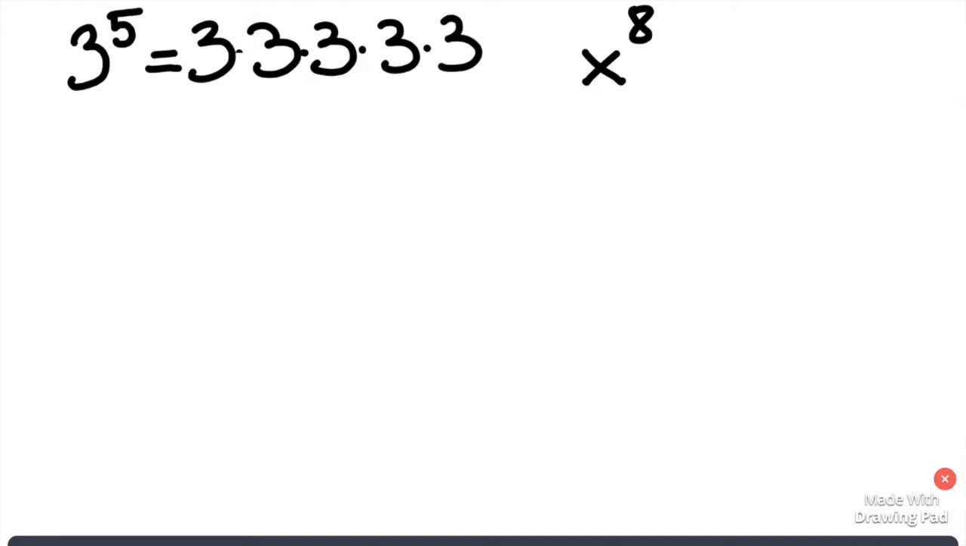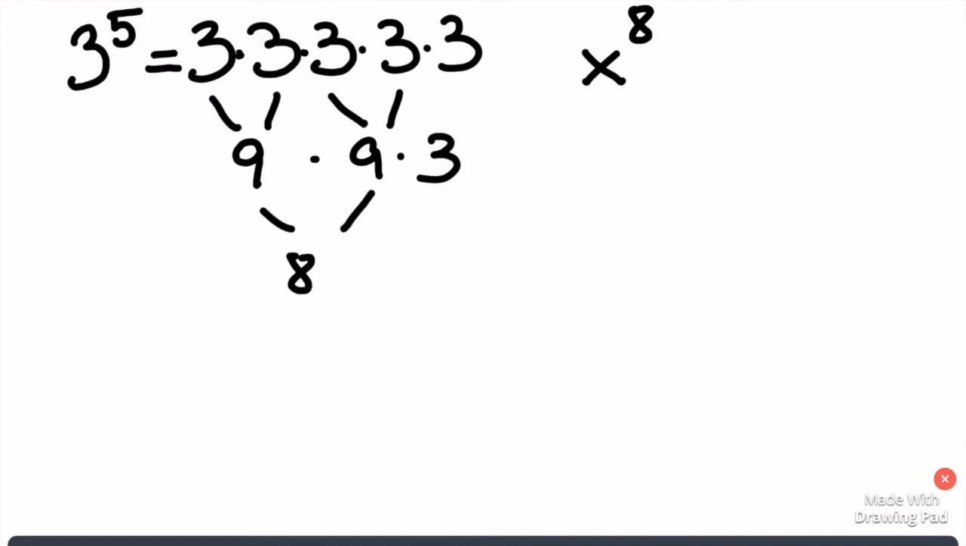So we've got 3 as our base, and then multiplied 5 times because we have a 5 for our exponent. And then you can group these in any way. I'm going to group the first two. 3 times 3 is 9. 3 times 3 is 9. And then multiply that by our last 3. And then I'm going to multiply 9 and 9 to make 81. And then multiply that by 3. And I'll do that over to the side.